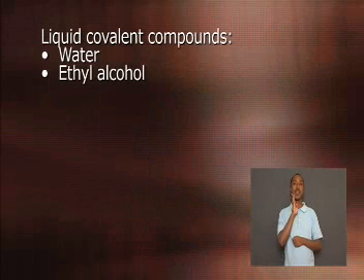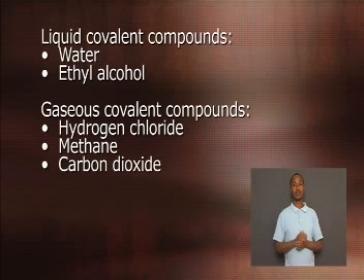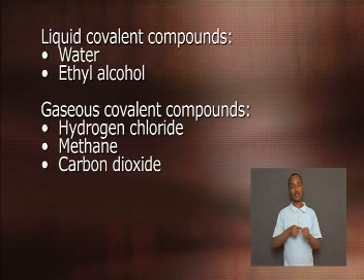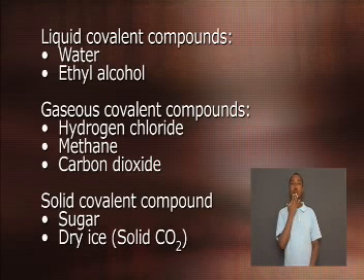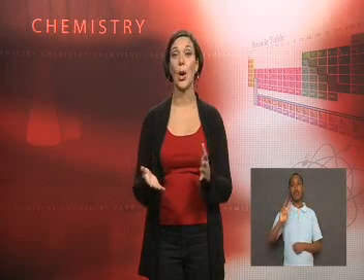Water and ethyl alcohol are examples of covalent compounds that are found as liquids. Hydrogen chloride, methane, and carbon dioxide are covalent compounds that are found as gases. Sugar and dry ice are solid covalent compounds. Let us continue our lesson by discussing more general properties of covalent compounds.